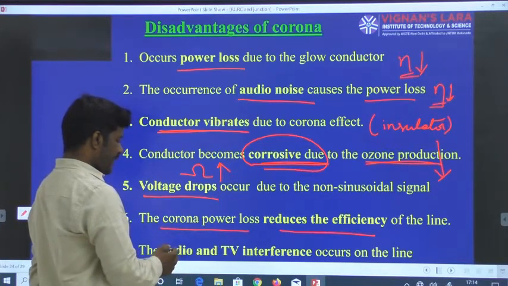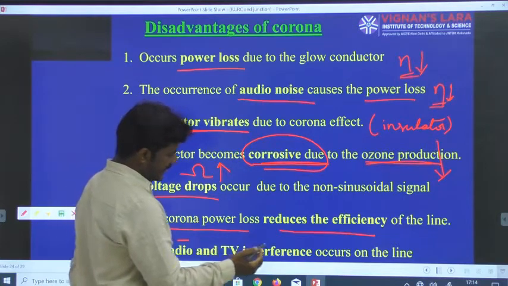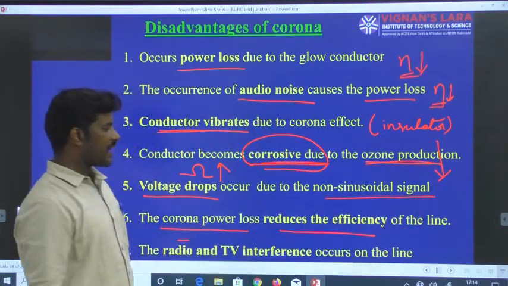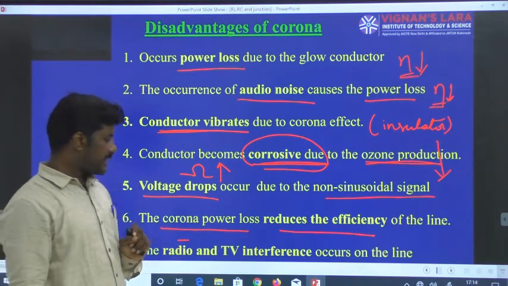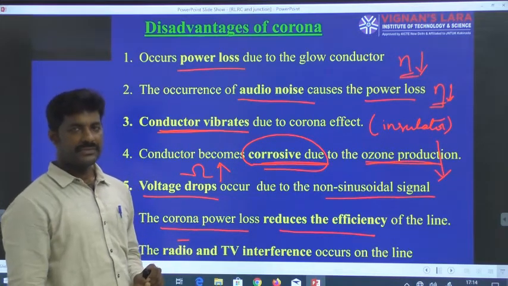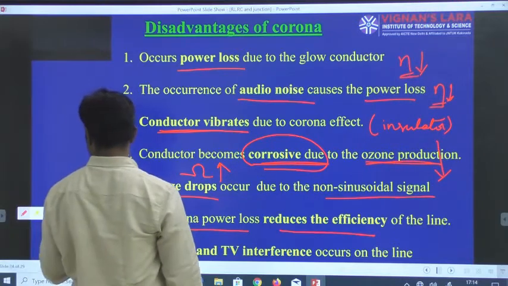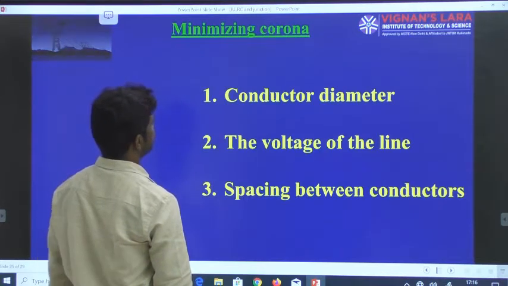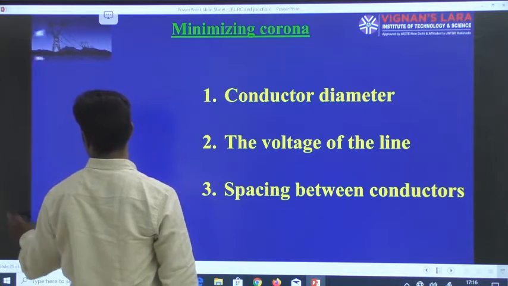And finally, whenever this corona is observed, then we can observe non-sinusoidal signals. Whenever there are non-sinusoidal signals, obviously there will be electromagnetic interference, called radio interference and TV interference, on the transmission lines which are nearby the communication lines. So interference has been observed. These are the disadvantages. Then at last we will see how to minimize this corona.